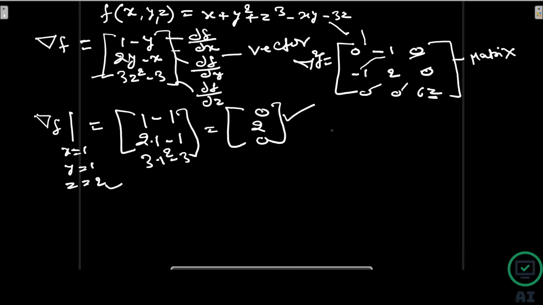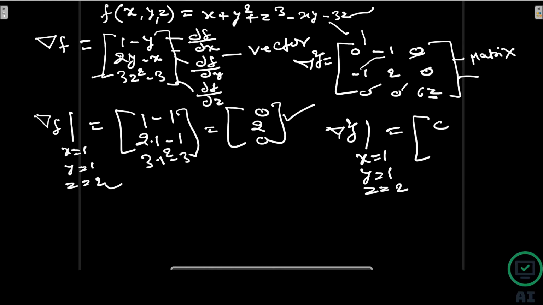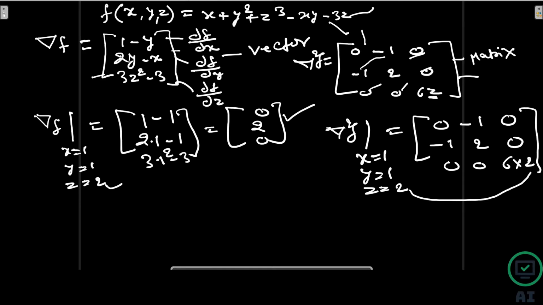So what is the second derivative of this function at the point x equal to 1, y equal to 1 and z equal to 2? You just put these values in this matrix. So this is the second derivative of this particular function. It is nothing but 0, minus 1, 0, minus 1, 2, 0, 0, 0, 6 cross 2. So I am just putting this value here in place of z.